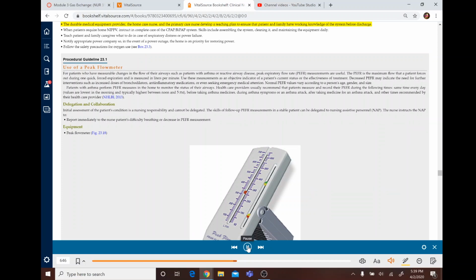Home care. The durable medical equipment provider, the home care nurse, and the primary care nurse develop a teaching plan to ensure that patient and family have working knowledge of the system before discharge.